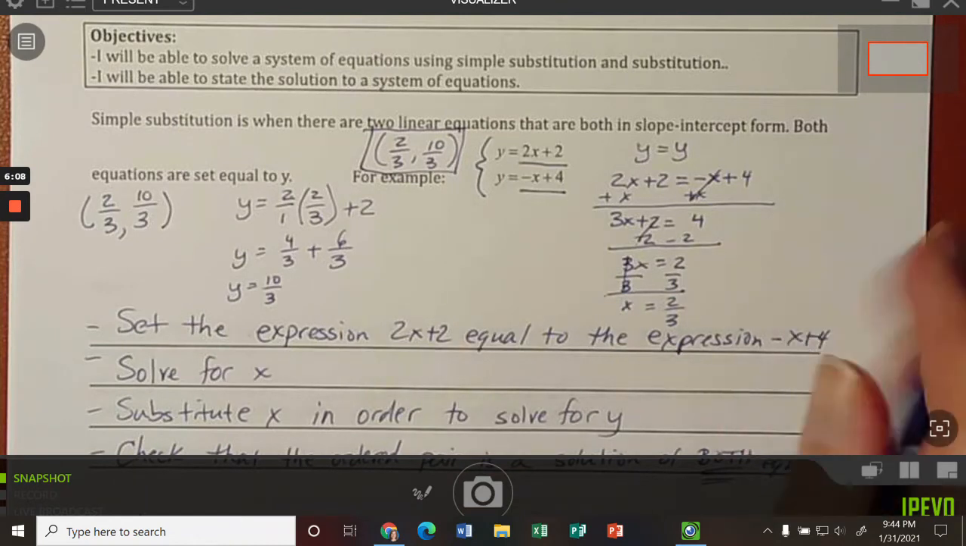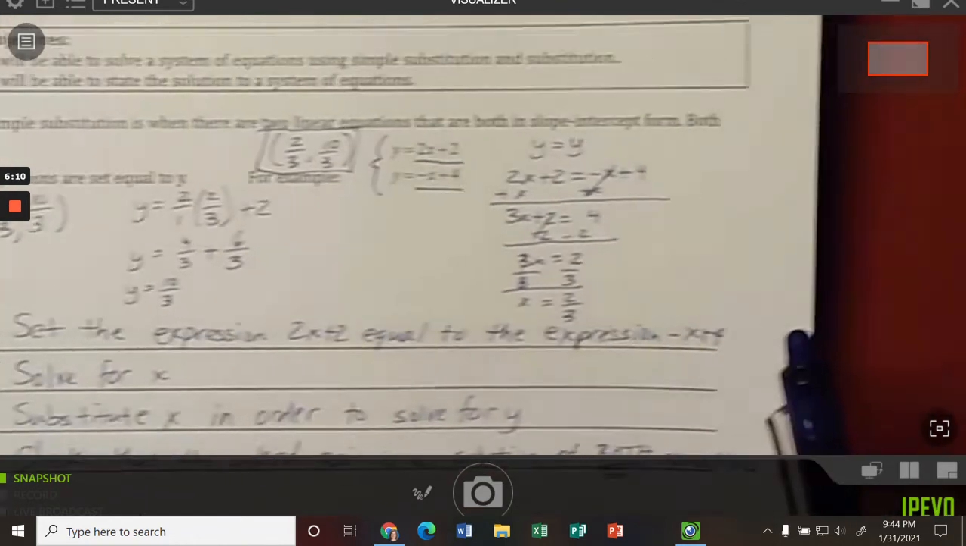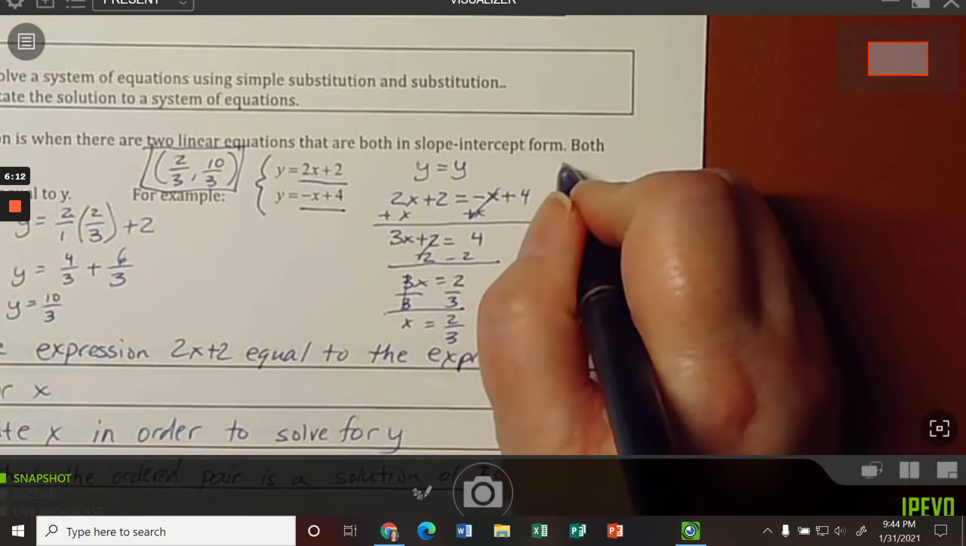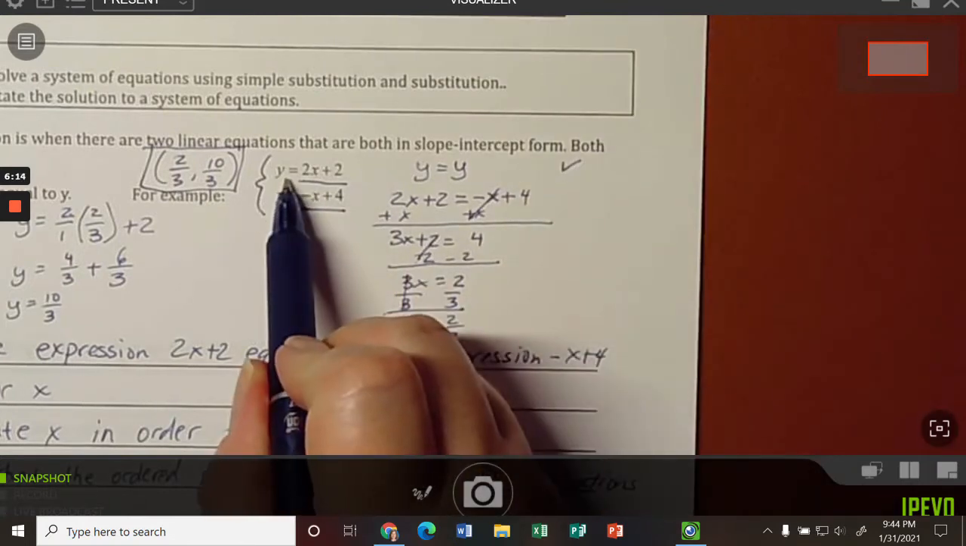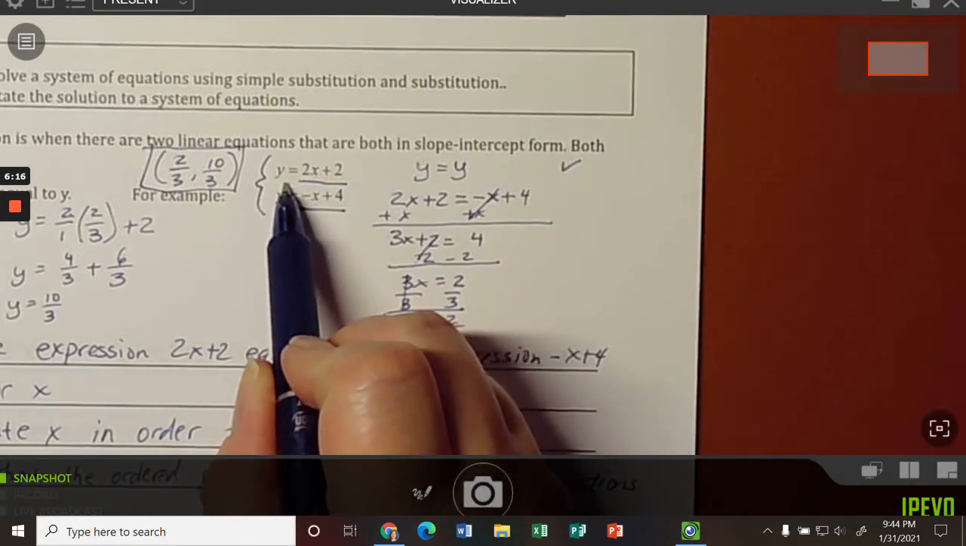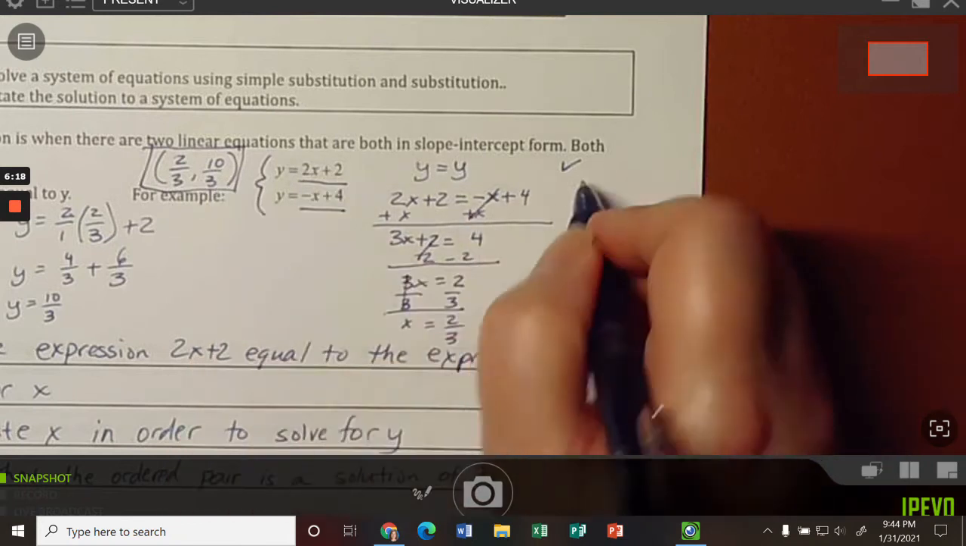So let's just go ahead and do the check step right over here. Okay, so our first equation, instead of saying y equals, we will say 10/3 equals.